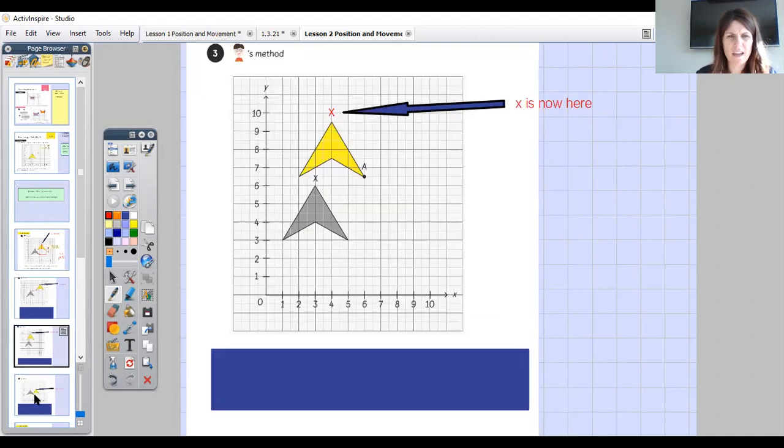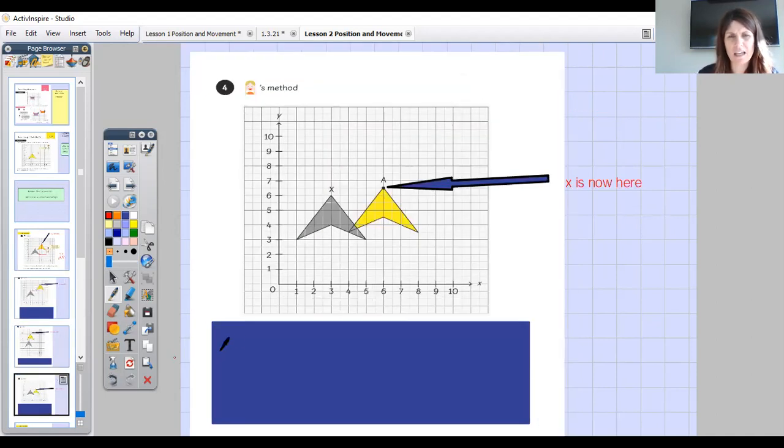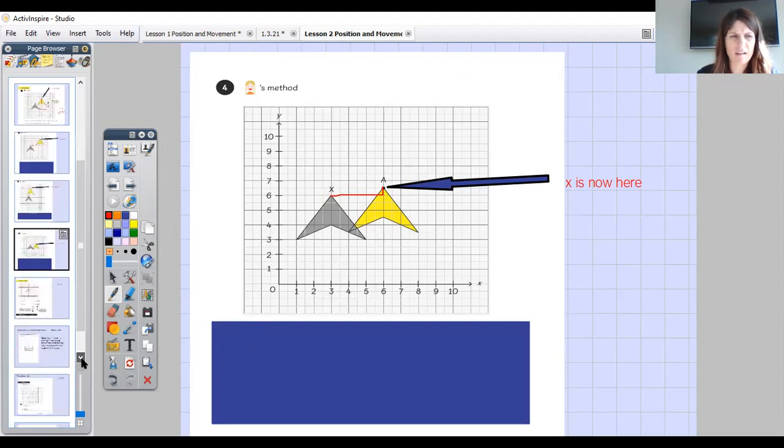And you can see that there's various ways that we can move it. We could move it over this way. Okay, we can move it that way, which is 1, 2, 3 to the right and a half up.